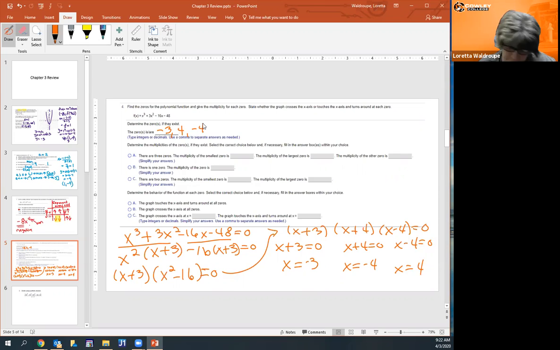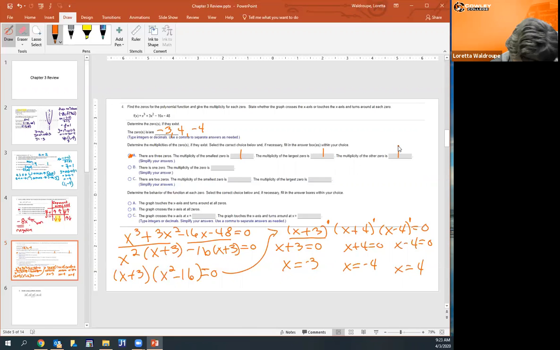Okay? So then it says, determine the multiplicity of each 0. Well, how many x plus 3's are over here in my problem? 1, because there's an understood exponent of 1. How many x plus 4s? And x minus 4. So there are 3 zeros. So I want this answer. And the multiplicity of all 3 of them is 1.